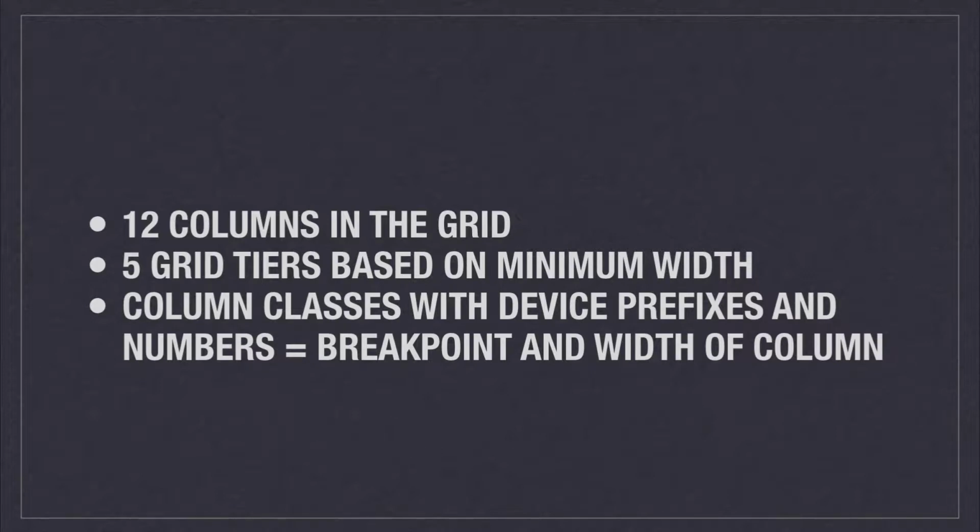The 5 grid tiers are based on minimum width, meaning that they apply to the specified device size and all larger sizes. Column classes with device prefixes and numbers indicate the breakpoint and the width of the column. These features, plus other features of the grid, will be much easier to understand during the following examples.